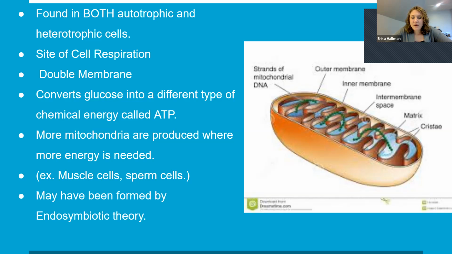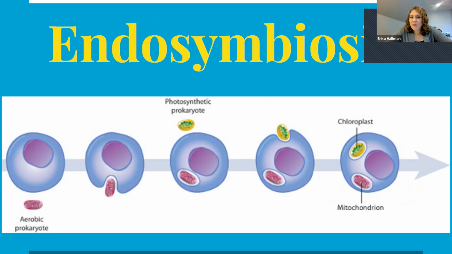We also think that the mitochondria was formed because of this thing called the endosymbiotic theory. And mitochondria also have their own DNA. So let's talk about why that might be important. Why does it matter that both mitochondria and chloroplasts have two membranes? Why is it important that they both have their own unique types of DNA? And why is it important that they're both involved in energy? The answer to that is this term endosymbiosis.